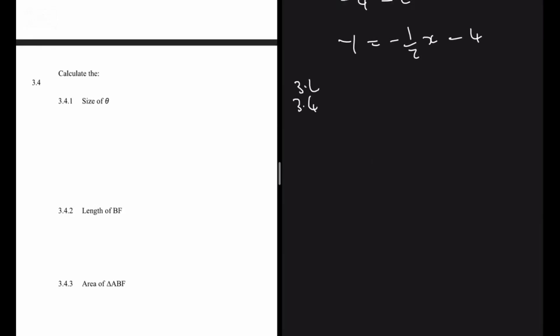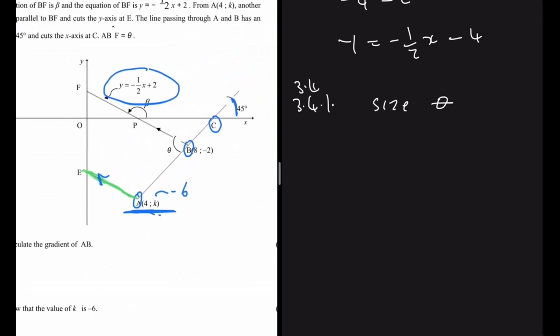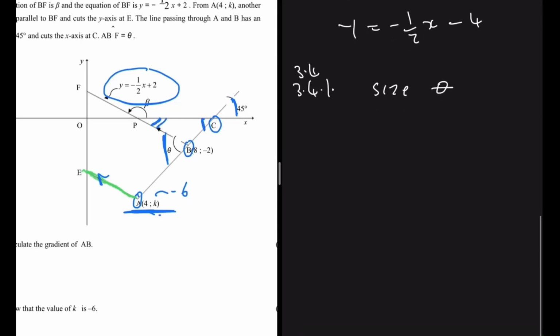3.4 and then 3.4.1 says let's find the size of theta, right? So we're looking for the size of theta. So let's go back to our sketch again. Here's theta here. Angle PBA, it's our theta, right? So we'll need to find the size of that angle. What is theta equals to? Let's look at that. Theta will be equals to this angle here plus this angle here, right? Because an exterior angle of a triangle is equals to the sum of two opposite interior.